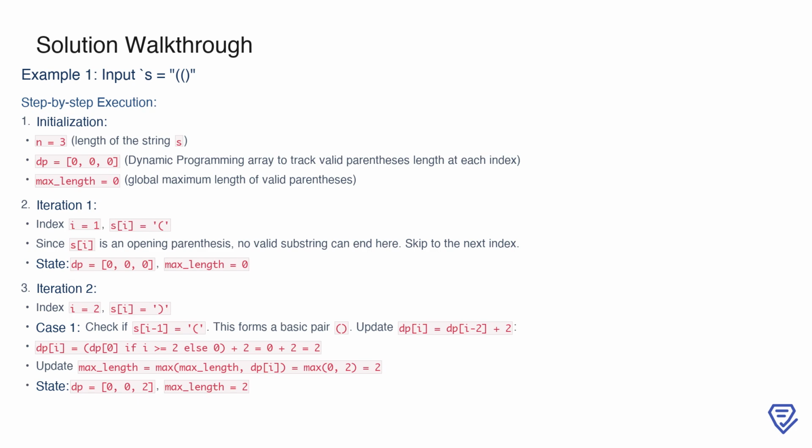Next, at index i equals 2, the character is. Here, we check if the previous character s[i-1] is. Since it is, this forms a basic valid pair. Using the formula dp[i] equals dp[i-2] plus 2, we calculate dp[2] as 0 plus 2, which gives us 2. We then update max_length to the maximum of its current value and dp[i], resulting in max_length equals 2. The updated state is dp equals 0, 0, 2, and max_length equals 2.